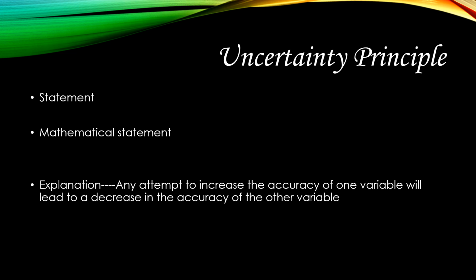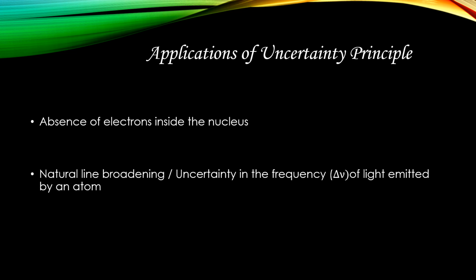Then give one sentence as explanation. That is, any attempt to increase the accuracy of one variable will lead to a decrease in the accuracy of the other variable. Now, applications of uncertainty principle. Two applications are given in the syllabus.